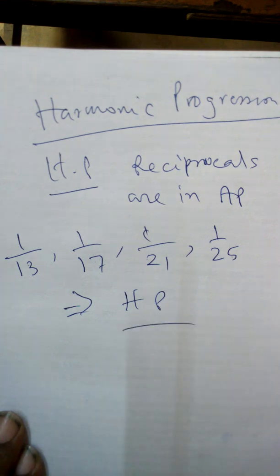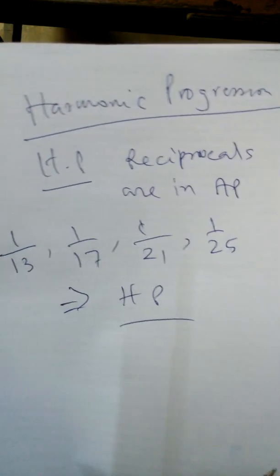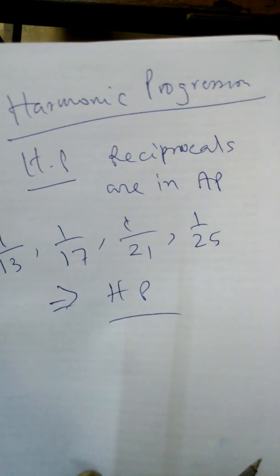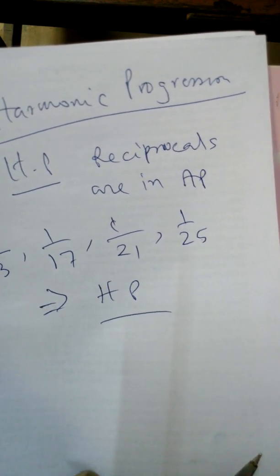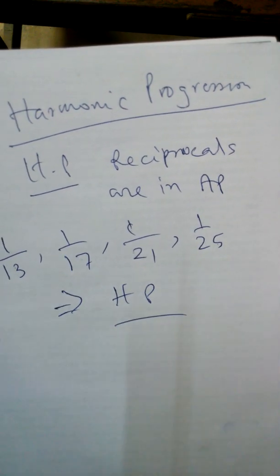If anybody asks you what harmonic progression is, your answer will be that if you take the reciprocals of the numbers, those reciprocals are in AP. This is all about HP, which we don't have in our course, but you must remember the rule. AP is common difference, GP is common ratio, and HP is reciprocals are in AP. That's all for this small discussion of this topic.